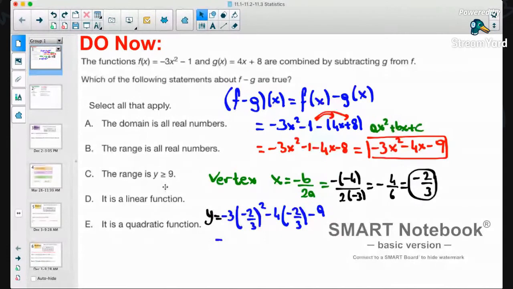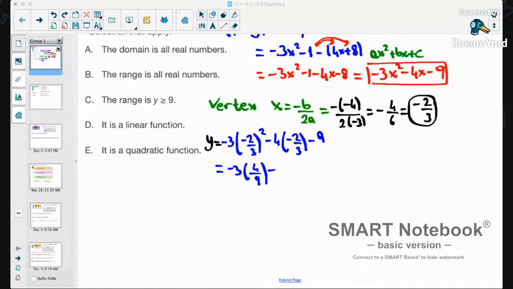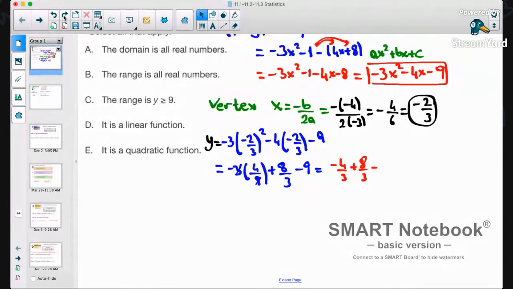If you calculate this, ladies and gentlemen, you will get negative 3 times 4 over 9 minus 4 times, if you distribute negative 4 into the parentheses, you will get 8 over 3 minus 9. When you simplify 3 and 9, you will get negative 4 over 3 plus 8 over 3 minus 9. If you combine this, you will get 4 over 3 minus 9, which is equal to negative 23 over 3. This number is your y-coordinate of the vertex.